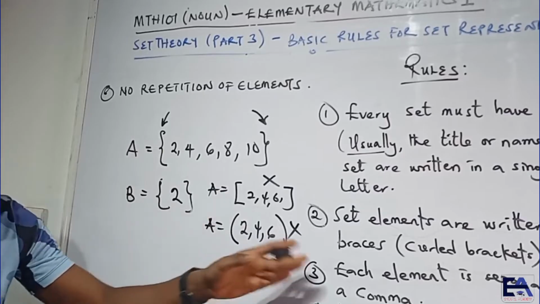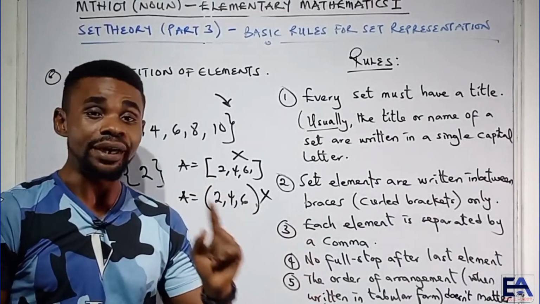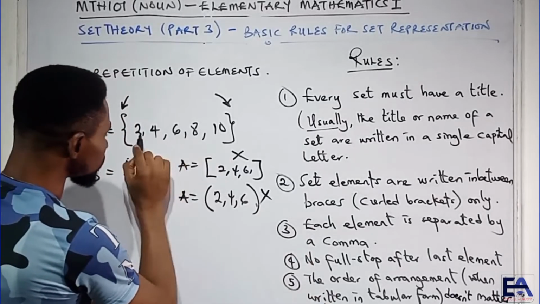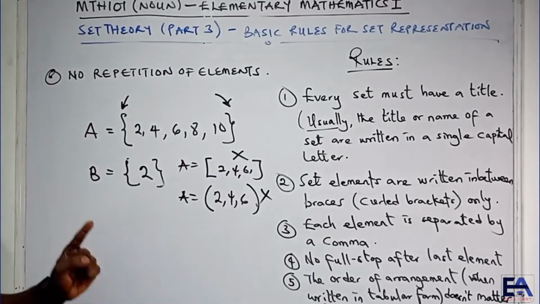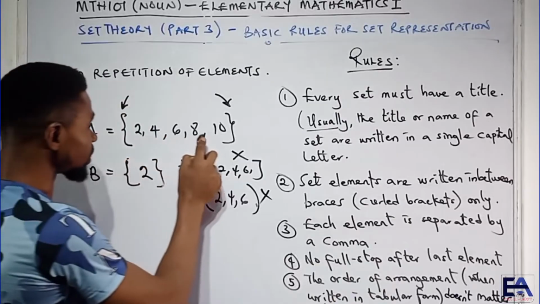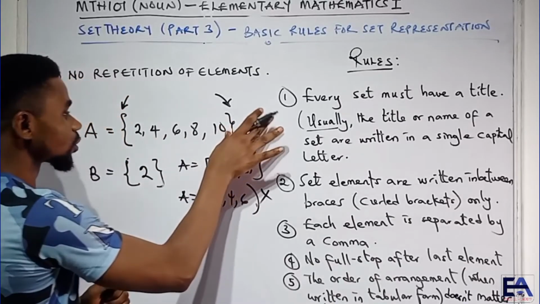Now, point number three is that each element is separated by a comma. Every member of a set, you must put a comma after it. Very important. And one thing is that you don't put a full stop. Because you have put all these commas, you don't want to put a full stop at the end. It is very wrong.